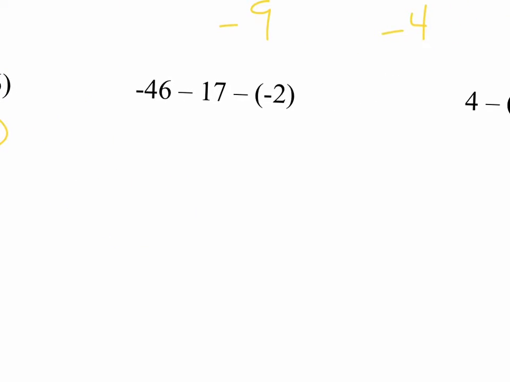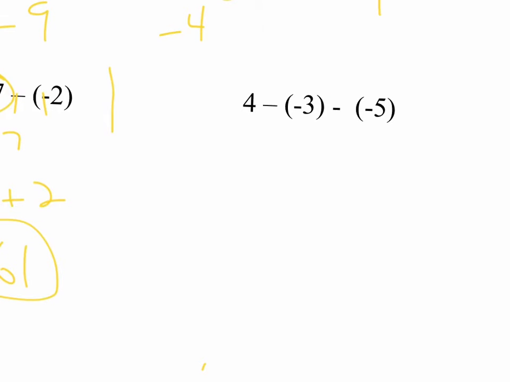First thing to look for, double negative, so this becomes positive. Let's start here, negative 46, and then this is negative 17, so plus negative 17. So same signs we combine, so 46 plus 17 is 63, keep the sign negative, and then we still have that plus 2 over here, and opposite signs we subtract, and we get negative 61.